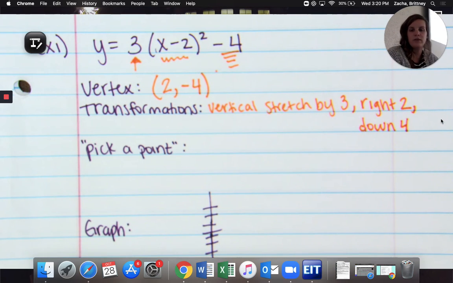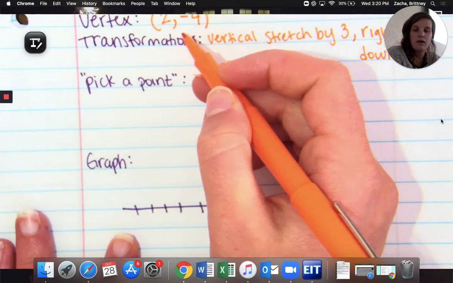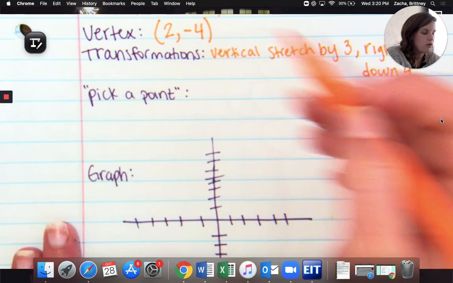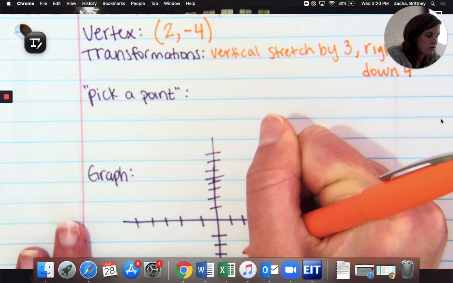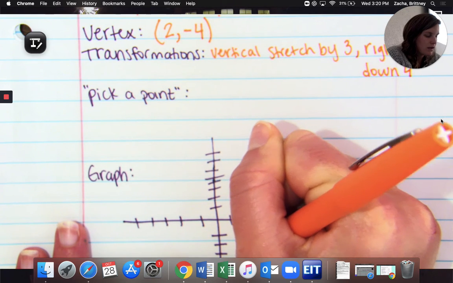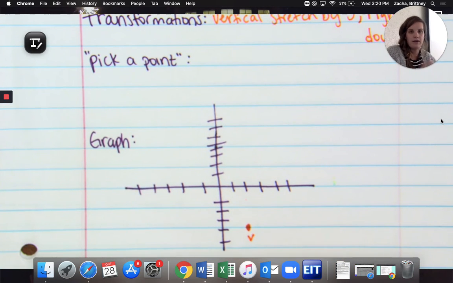So those are your transformations. Okay, so before we graph, we could go ahead and plot our vertex point. So we can plot 2, negative 4. So 2, negative 1, 2, 3, 4. And I'll just put a little v there for vertex, just to remind myself, or you could write it out.